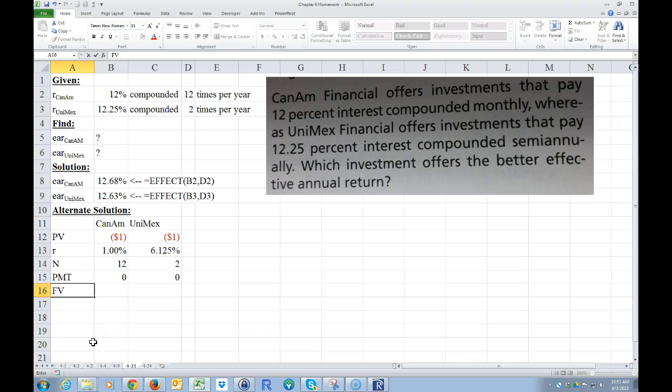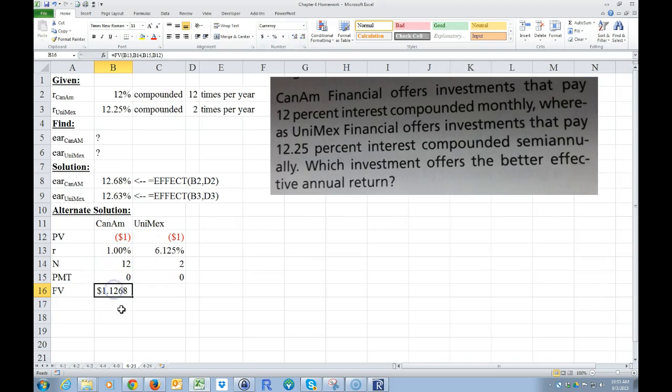And the future value, we can go equals future value, and we can put in the rate per month, the number of months in the year, and just leave the type alone. I think I forgot payment. Let's go back again. Number of periods per year, the payment is 0, the present value, and if I take this out a couple places, it's $1.12 and a fraction, right? And I'm just going to go ahead and copy this over because we use the same formula.